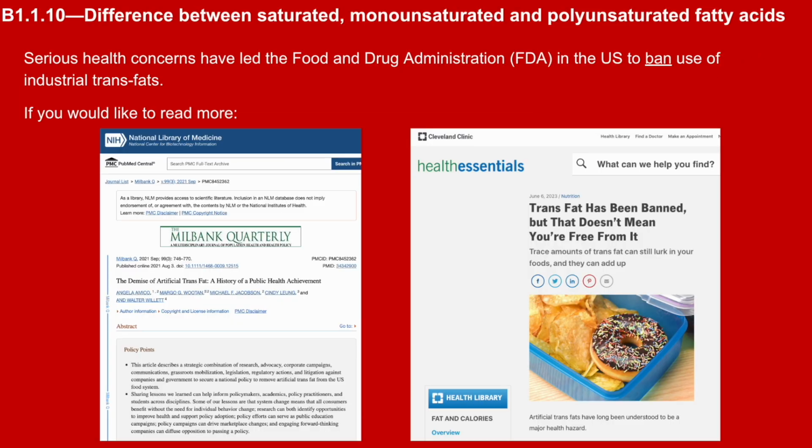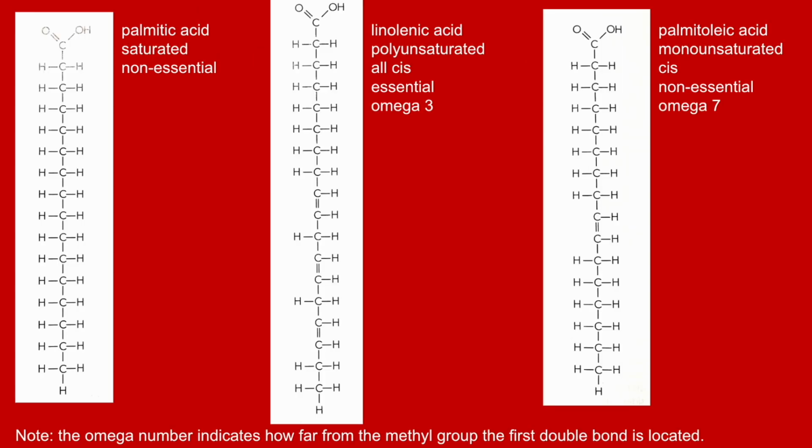The good news though is trans fatty acids have been banned because of concerns by the FDA for the health concerns associated with them. So you should be able to identify, if you're shown a fatty acid, what the characteristics about it are. So here this one is saturated with hydrogens, no carbon double bonds.